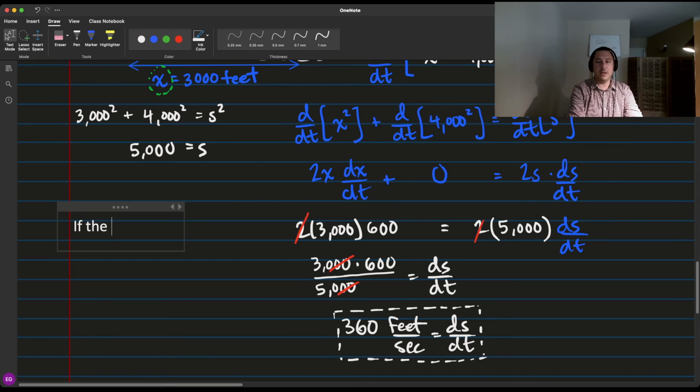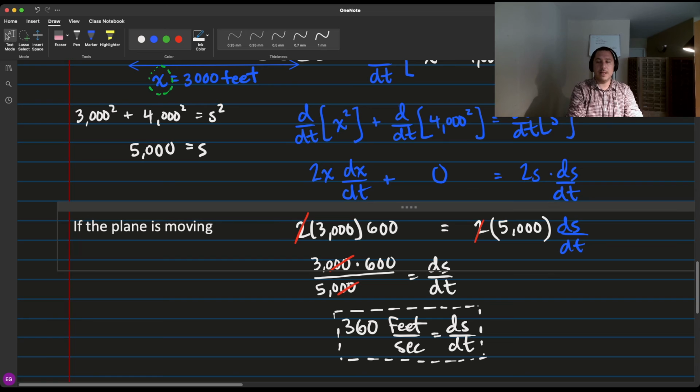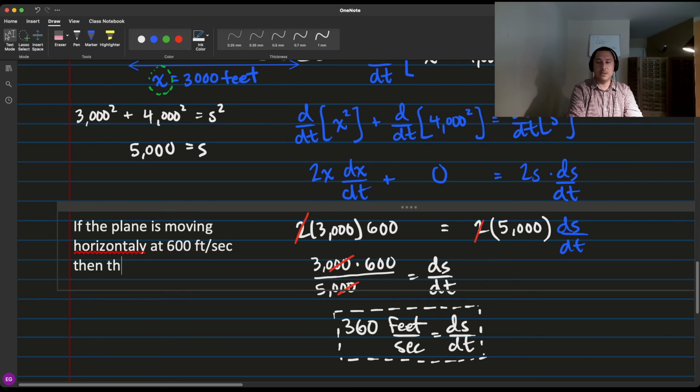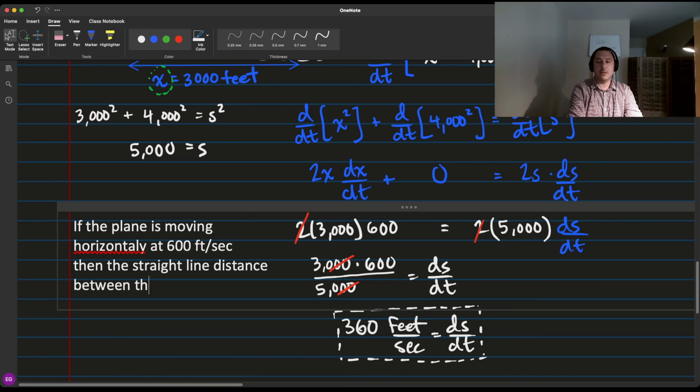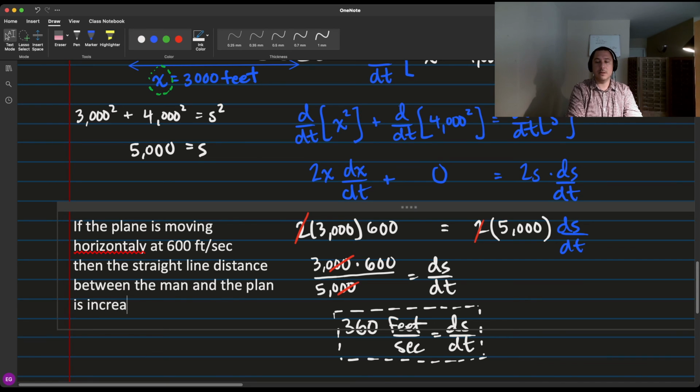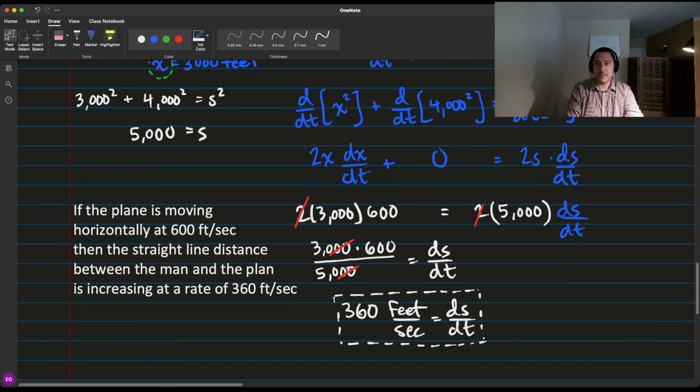So if the plane is moving horizontally at 600 feet per second, then the straight line distance between the man and the plane is increasing at a rate of 360 feet per second. There we go. So that's what this tells you.